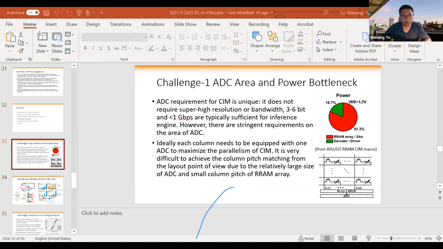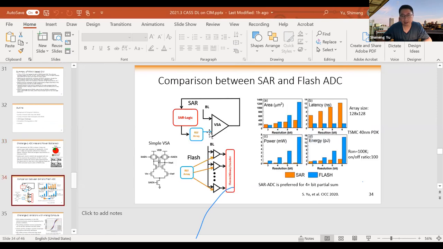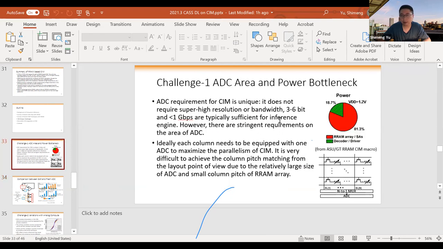Here, of course, you can reduce the area of the ADC, and that will help. If you compare, the SAR ADC area only has one comparator and then some logic, no matter what precision, so you trade off the space with the time. You can wait for a longer time, but then you can reduce the area. Otherwise, for the flash ADC, there will be exponential growth in area. So that's the trade-off, the very stringent requirement on the area for the ADC here.